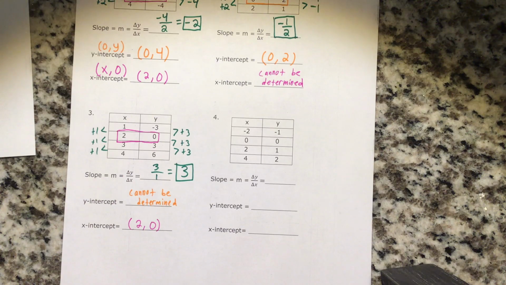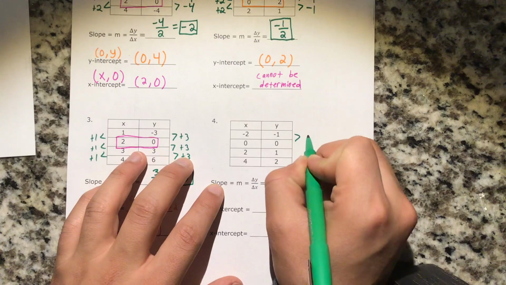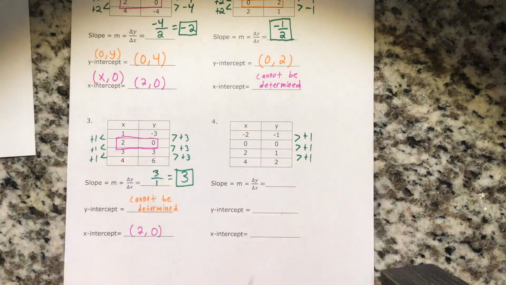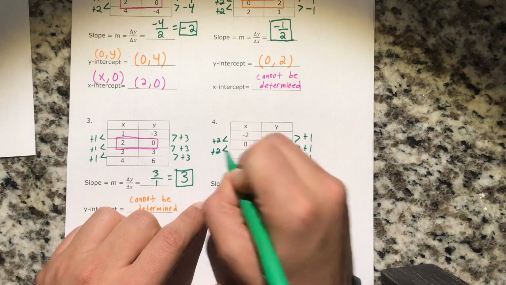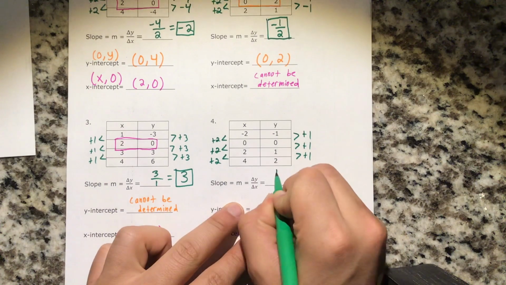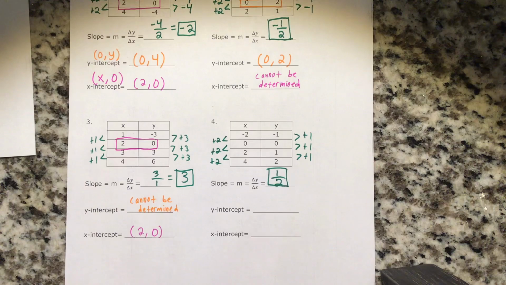For number 4, again, let's do the slope. Negative 1 to 0, plus 1, plus 1, plus 1. Change of y is plus 1. On the x's, negative 2 to 0, that's plus 2. We're adding 2 here, and we're adding 2 here. So the change of y, 1, over the change of x, 2. Can't reduce that. Slope is 1/2.